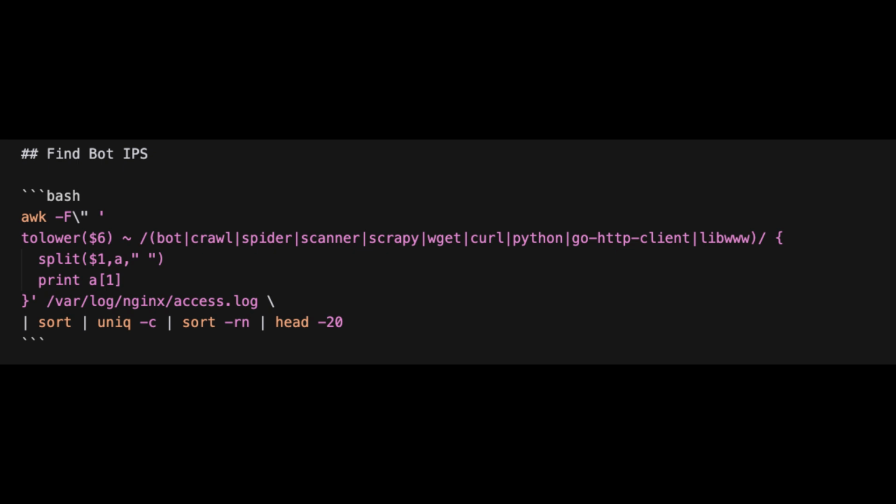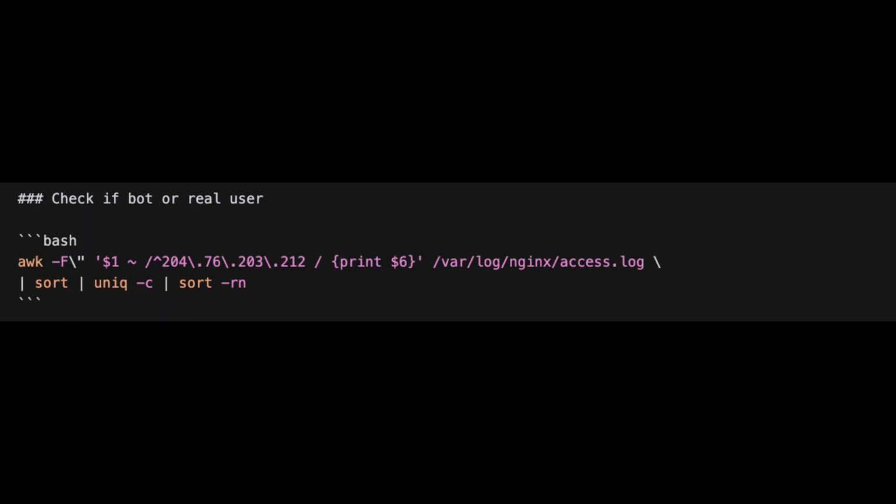Before blocking anyone, I double-checked. For a suspicious IP, I ran a command that prints only the user agents for that IP. If I saw normal browsers, I left it. If I saw only bots and scrapers, I blocked it.